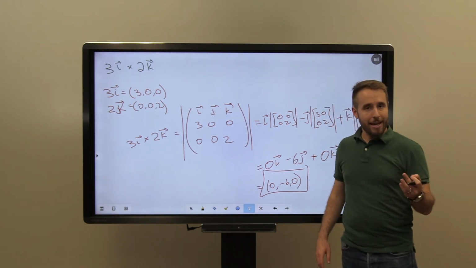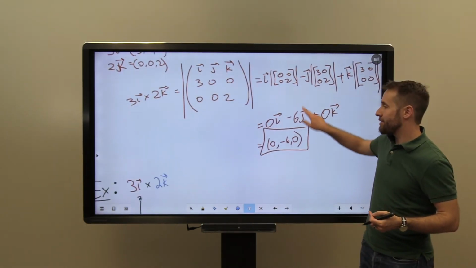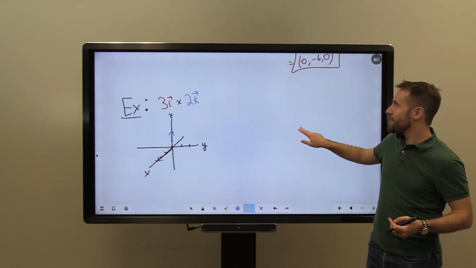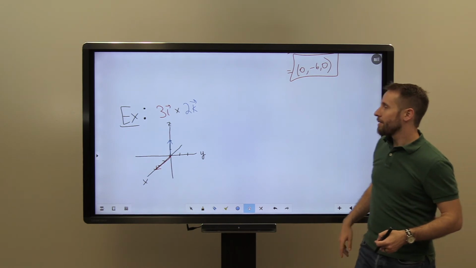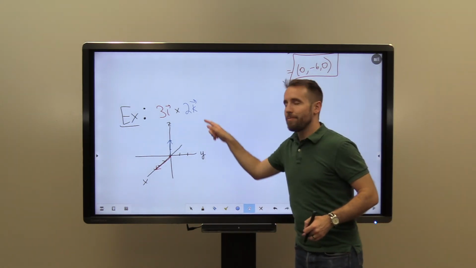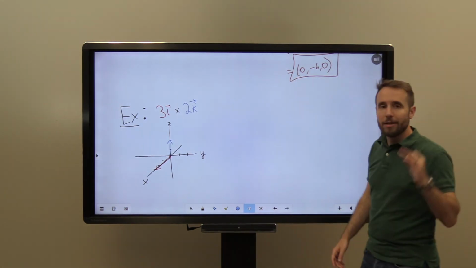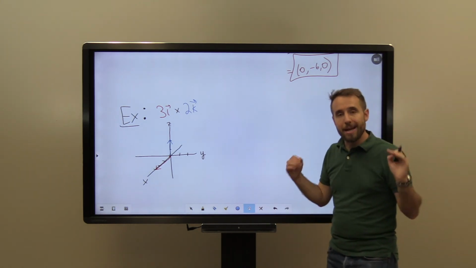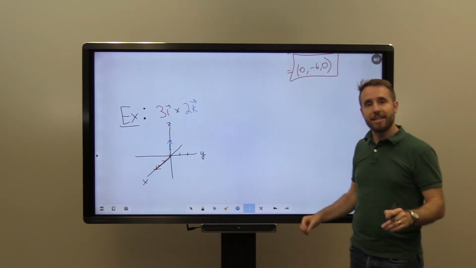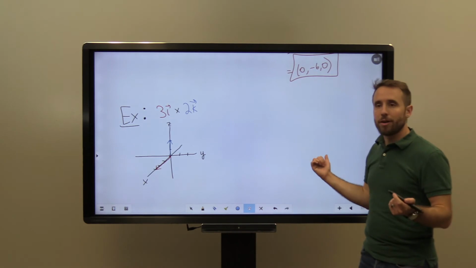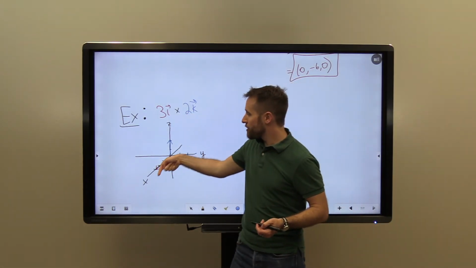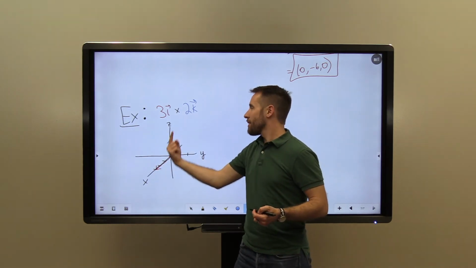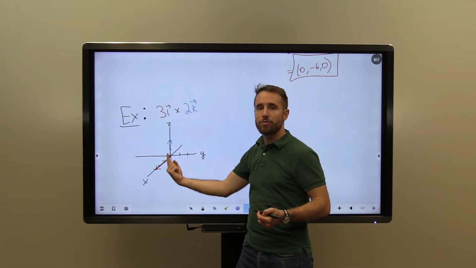There's, again, a geometric way to calculate this as well. So let's do the same example. The answer we already know is negative 6j. Here is the same example, but geometrically interpreted. First of all, the direction: we know that the resulting cross product is perpendicular to both 3i and 2k. So here's 3i coming out of the board. Here's 2k going straight up.